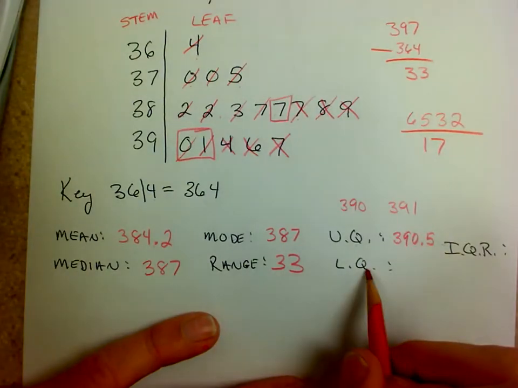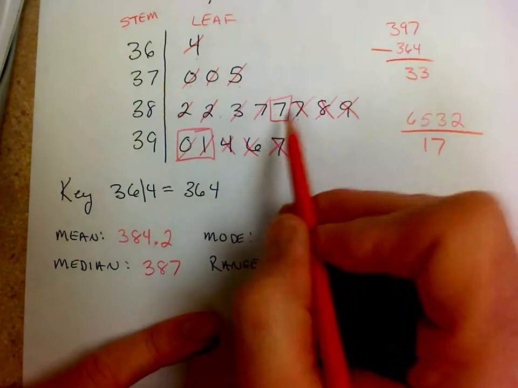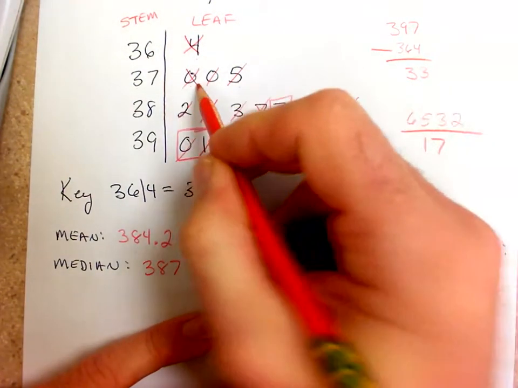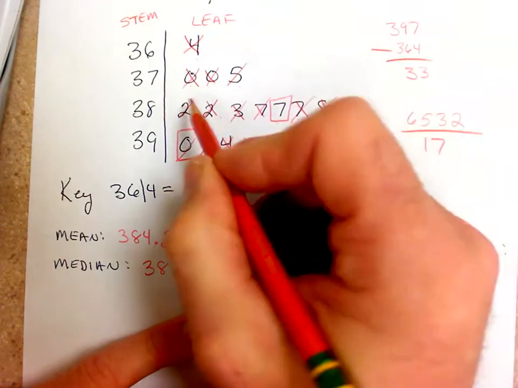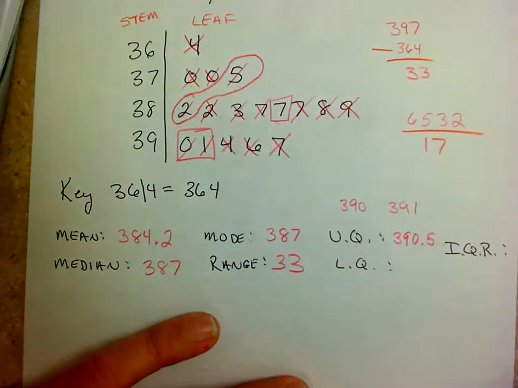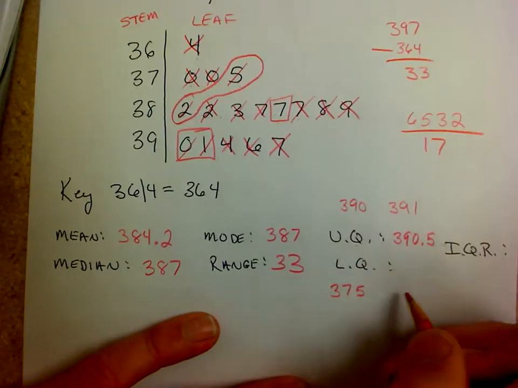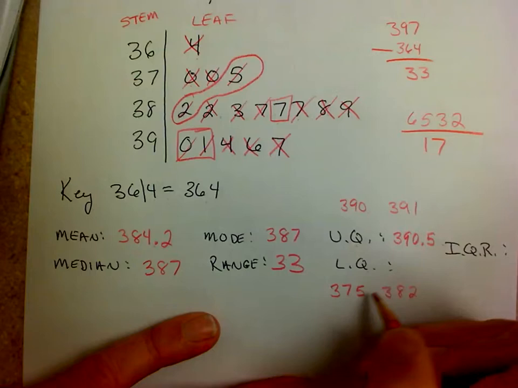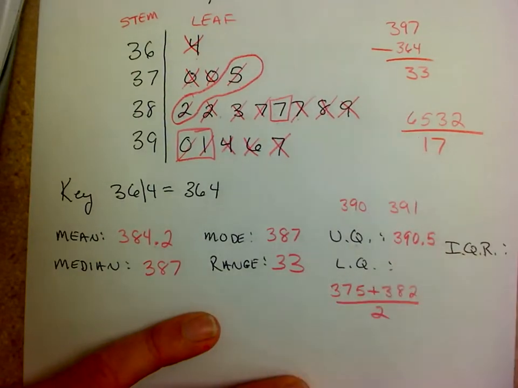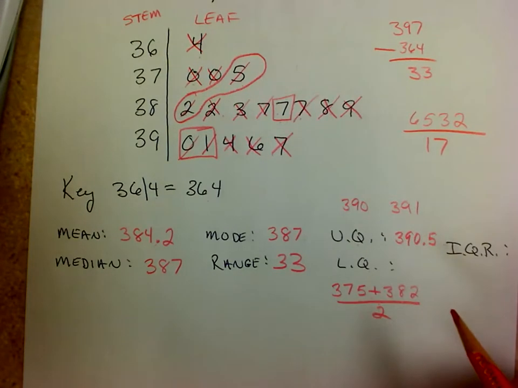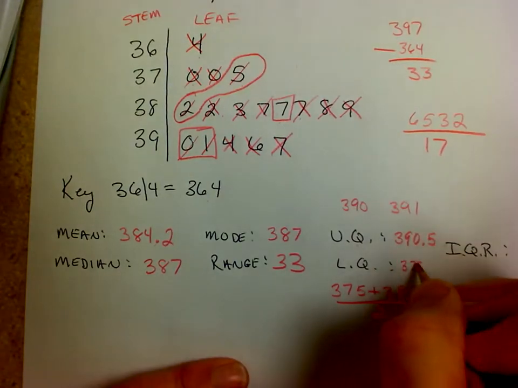Our lower quartile is going to be the middle of all of our small numbers. Again, we use our median as our cutoff. Small to big, small to big, small to big. So our lower quartile is going to be between 375 and 382. This one's not quite as obvious as the one up here. So again, our technique, we can add those two together, divide by 2, and we come up with 378.5.